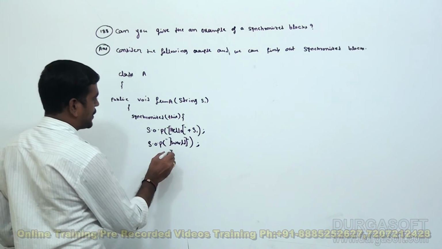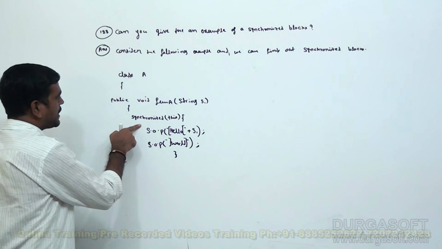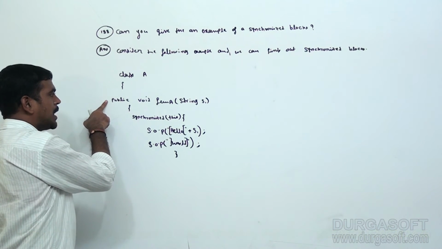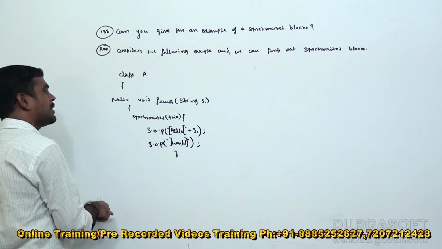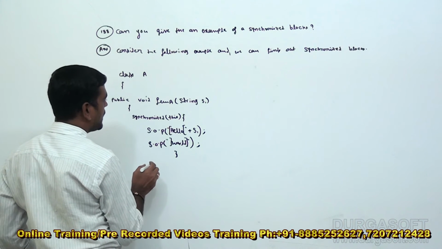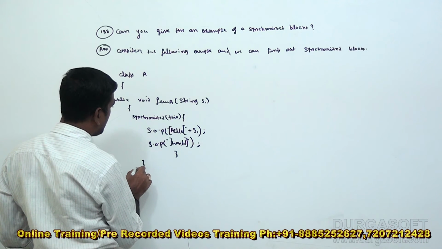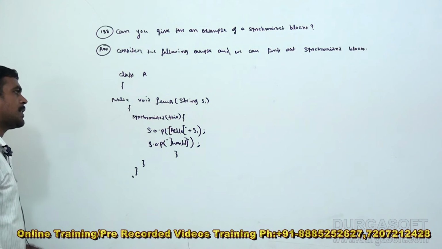The next clause, this is what a synchronized block is. When we are placing the synchronized keyword at method level, this is what a synchronized method is. At that time, the entire method comes under the synchronized method, right? Then close the function, close the class.